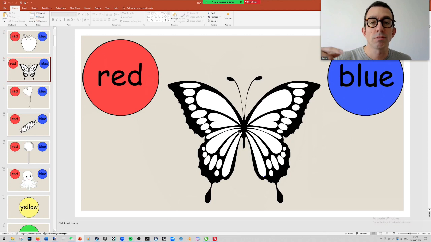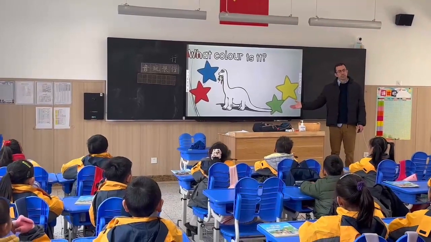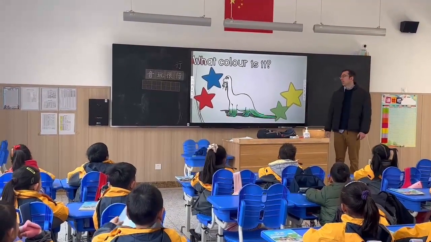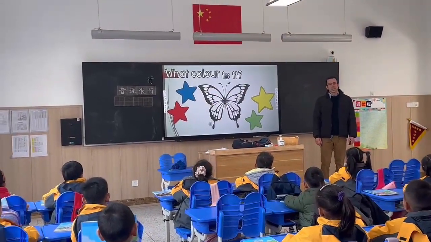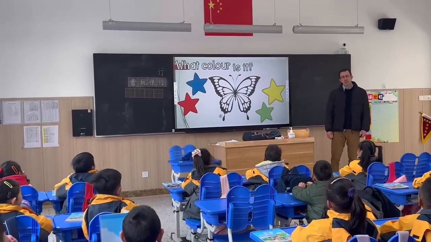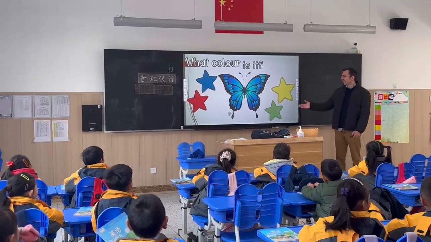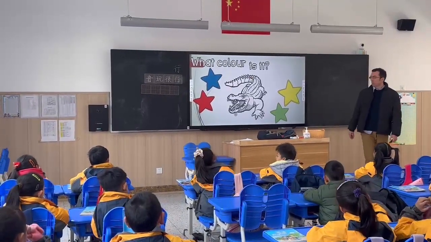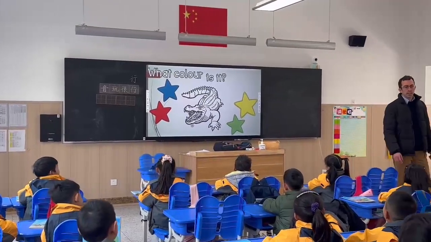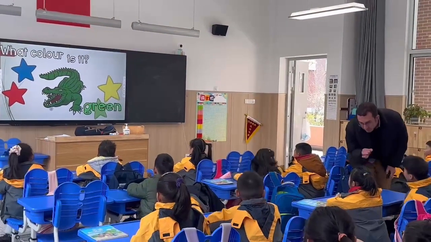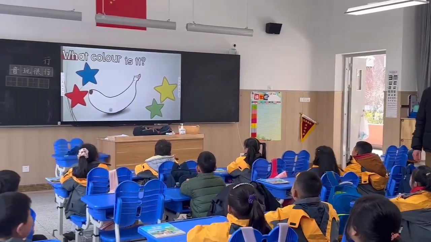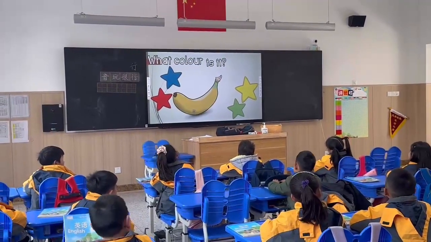So before we look at how to make this, let's just see it in the classroom and see the effect that it has. What color is it? Green. Green. What color is it? What color is it? Good. Green. Green. What color is it? Yellow.